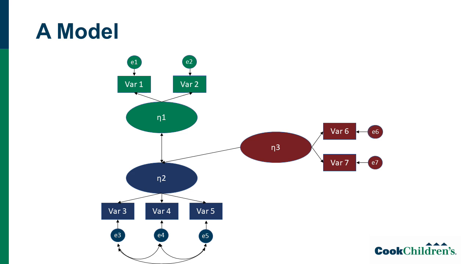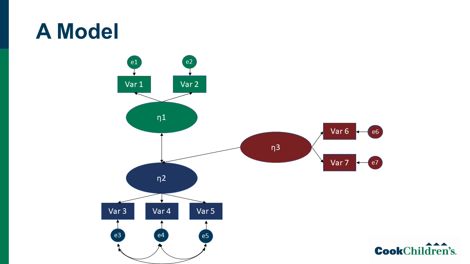And then the curved arrow between two variables indicates that the variables are correlated. So in this model, I just threw that correlation on the errors. So let's say you were using subscales of a larger scale, then you know that those subscales are going to have some correlation. So you would have curved arrows between those.